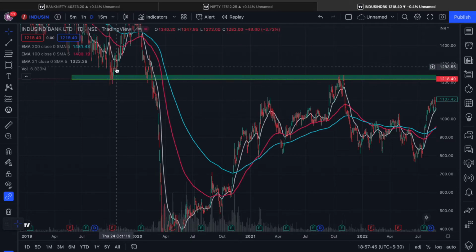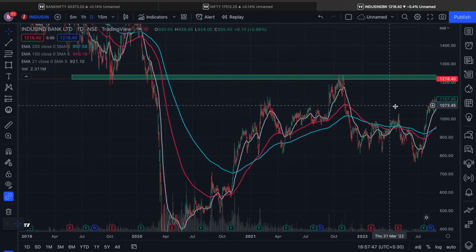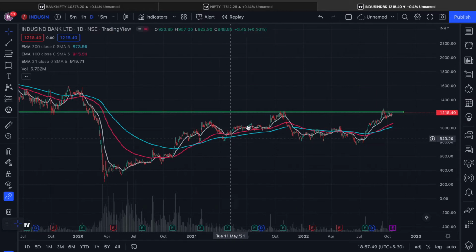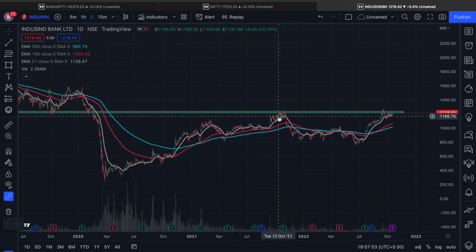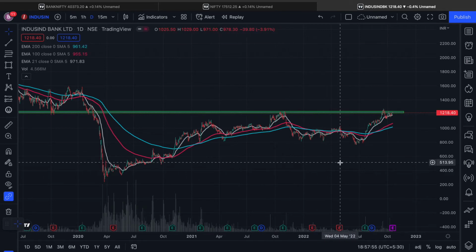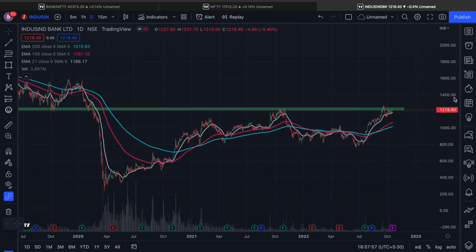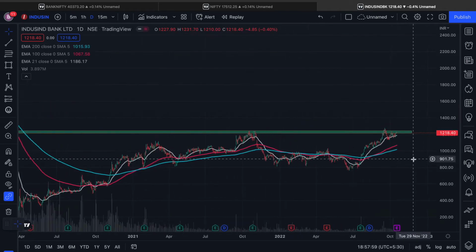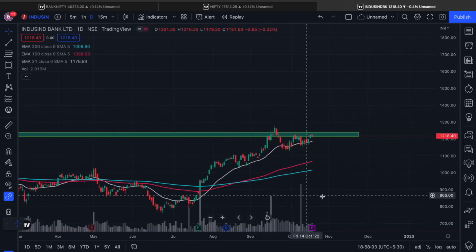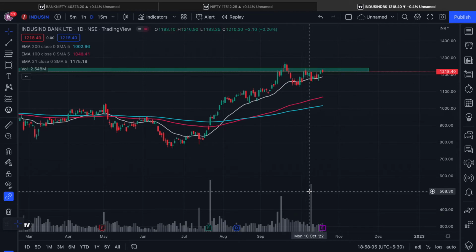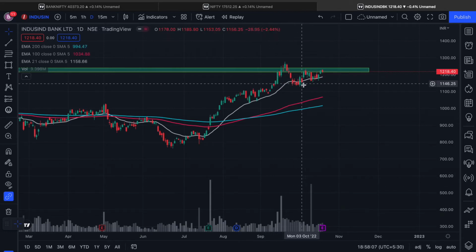That means that it was previously a support which got broken, but now the price is approaching here again, right? The last time it approached this zone, it fell very badly from there on. But this time the price action seems to be pretty strong, right? You can see that the price is consolidating around this resistance area.